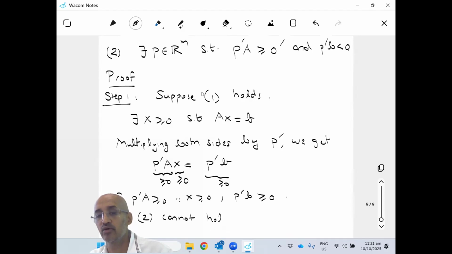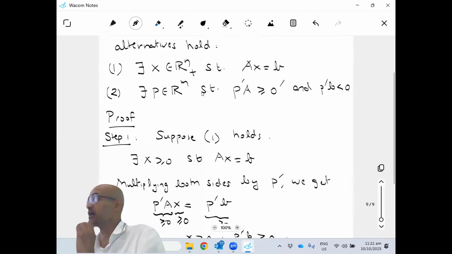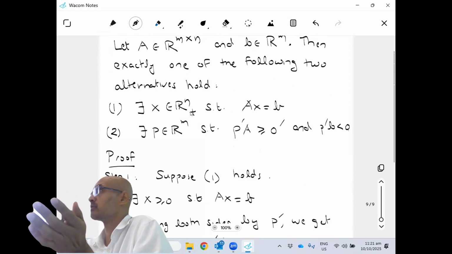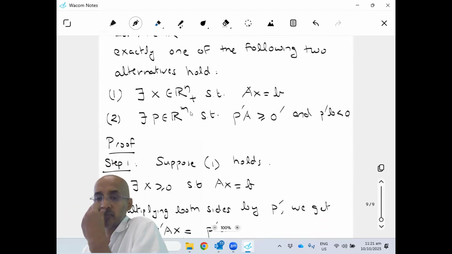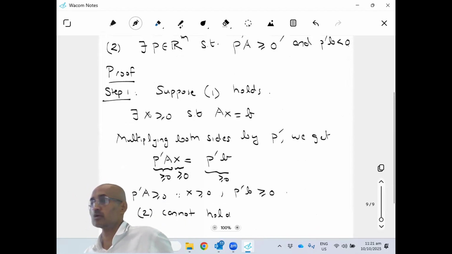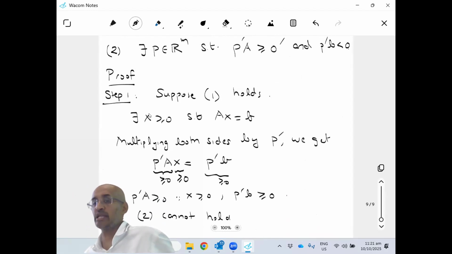You cannot find me a P so that this side is strictly negative and this side is non-negative. So this condition cannot hold. Is that clear? This is straightforward. We're not using duality here really. Any questions there? For any P, you cannot have this number to be non-negative and this number to be negative. This cannot happen. So I can never find such a P.